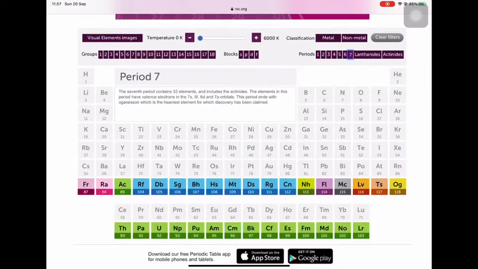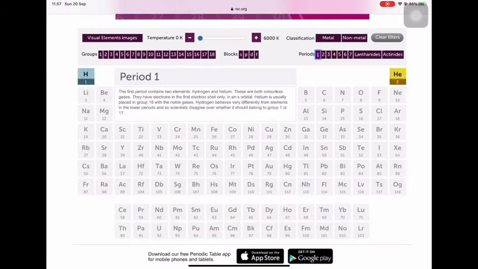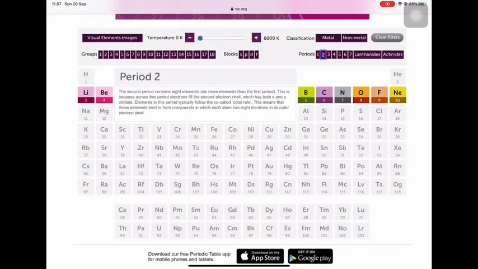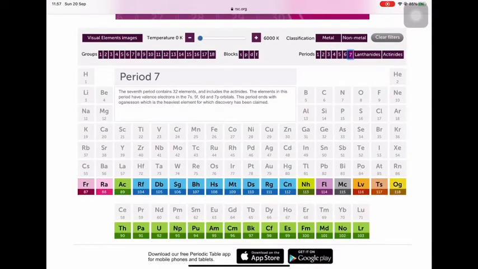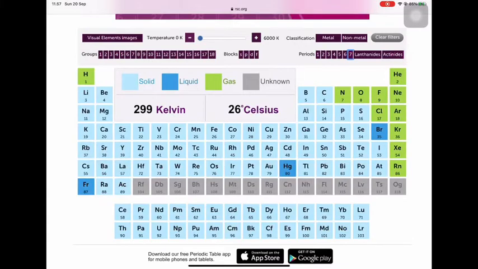Now going down the periods, the size of the elements increases. That's the trend for the size. Now in this table, you can also check, for instance, if we increase the temperature here and we get more or less the room temperature, which is around 27 degrees Celsius, you can also see their phases. So most of the elements in nature, whether they are naturally occurring or formed in nuclear reactors, are solid. Yes, you can see in light blue color.